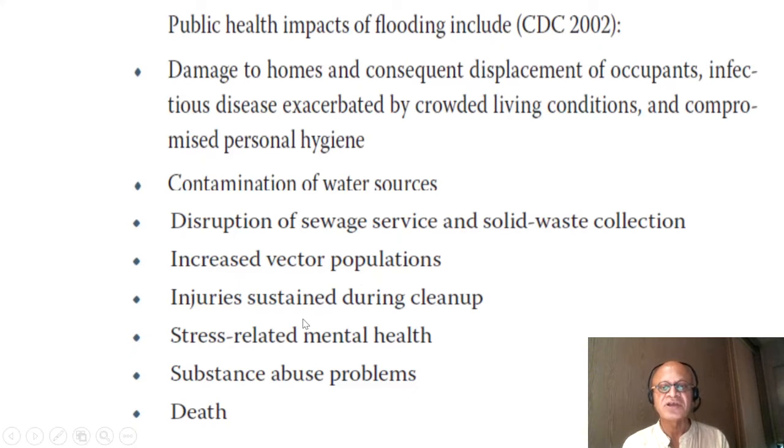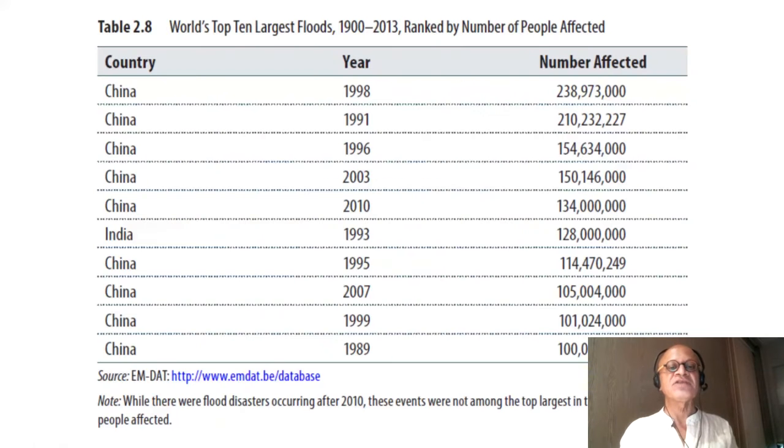Injuries sustained during cleanup, so that's something not to be forgotten, especially with standing water, people wading through, not knowing where they're stepping, or fallen power lines, and so on. Stress-related mental health, again, behavioral problems and mental health are big negative health outcomes during extreme weather-related disasters. Substance abuse problems, and of course death. Okay, this is not a comprehensive list, but it gives you a good sense of the range of issues that people face.